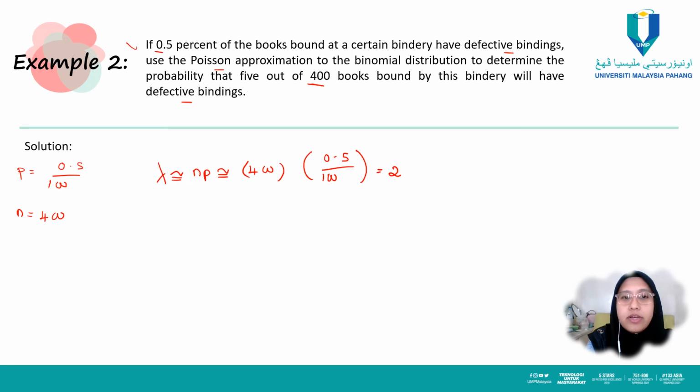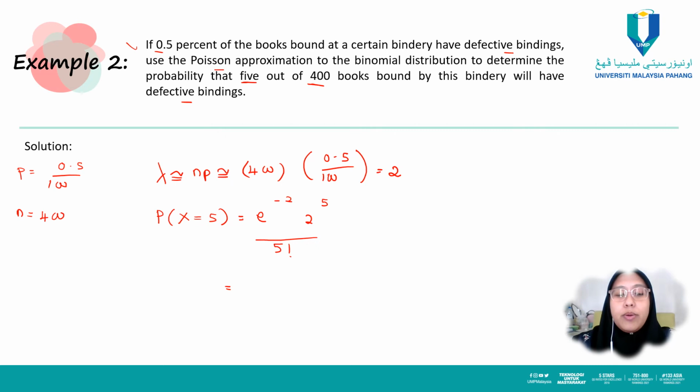Then the question asks you to find the probability that 5 out of 400 books bound by this bindery will have defective bindings. That means the question asks you to find probability X is equal to 5. So substitute into our formula: exponent to the power of minus 2 multiplied by 2 to the power of 5 divided by 5 factorial. By using our calculator, probability X is equal to 5 is equal to 0.0361.